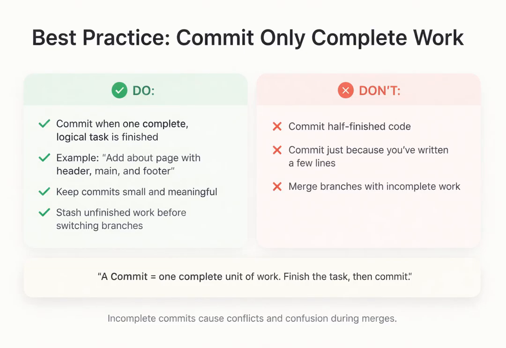Before moving on, there's one golden rule that ties everything together. A commit should represent one complete logical unit of work. Don't commit just because you've written a few lines. Don't commit half-finished features. If you commit incomplete work and someone tries to merge your branch, it creates messy conflicts and broken code in the shared codebase. The discipline is simple. Finish your assigned task completely, then commit. If you get interrupted mid-task, use Git Stash to save your progress temporarily. This habit of clean, complete commits is what separates professional developers from beginners, and it's what keeps team projects running smoothly.